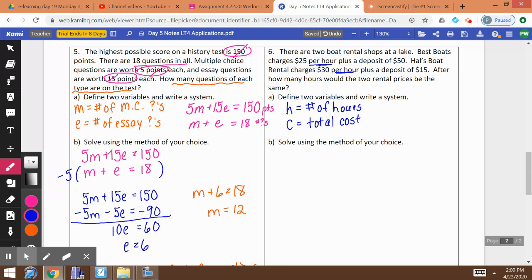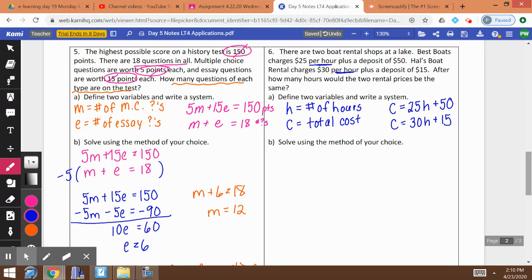All right, so we've got 2 boat companies. Best Boats charges $25 per hour, so 25 times the number of hours plus a deposit of $50. Hal's Boats costs $30 per hour plus a deposit of $15.